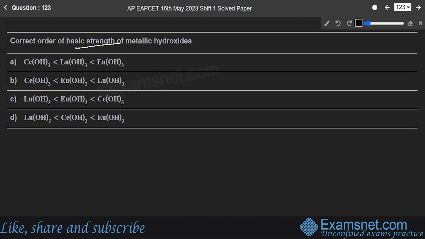Correct order of the basic strength of metallic hydroxides is. So you have all these options. Before discussing all these options, question number 123: correct order of the basic strength of the metallic hydroxides given over here. Basically, you have three hydroxides over here: cerium hydroxide, lutetium hydroxide, and europium hydroxide.